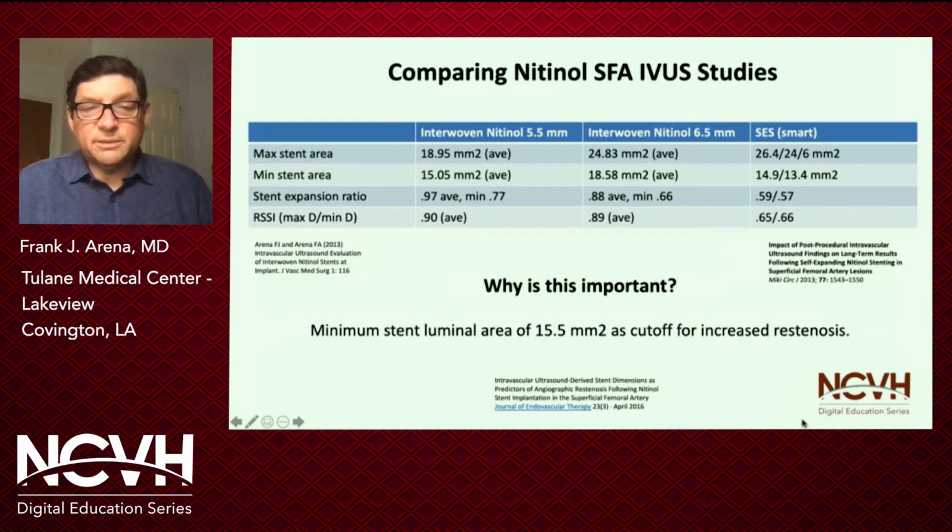stent. So why is this important? Because basically in the smart stent trial, 15.5 square millimeters was the cutoff for increased restenosis, and that's more common among the traditional stents in that study. As we saw, stent expansion ratio, which would be expected, was much better with interwoven nitinol in the Supera stent than it was with the smart, and also regional symmetry index, which is basically a measure of roundness, was again much better with the interwoven nitinol than the traditional nitinol stent.